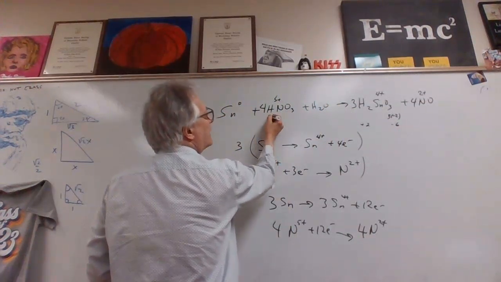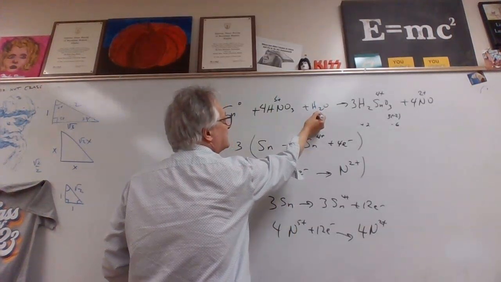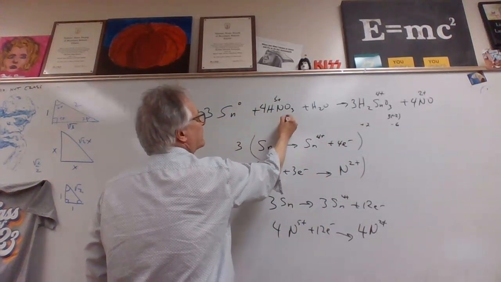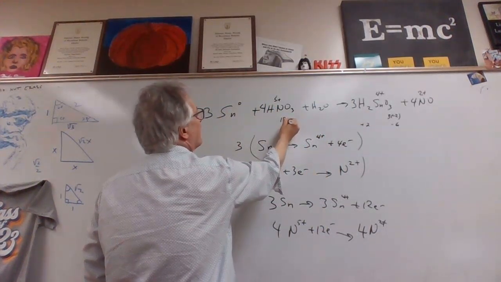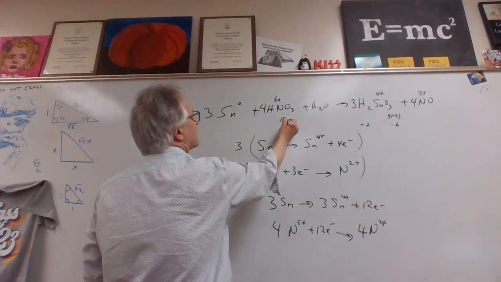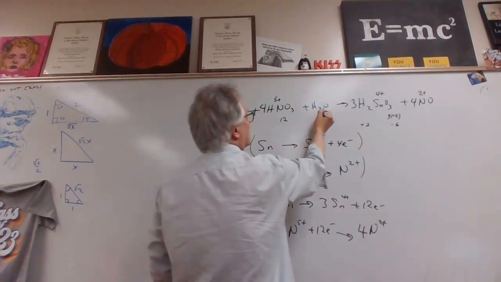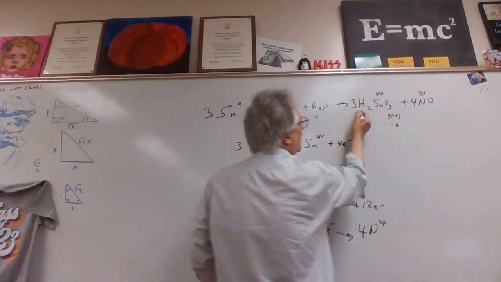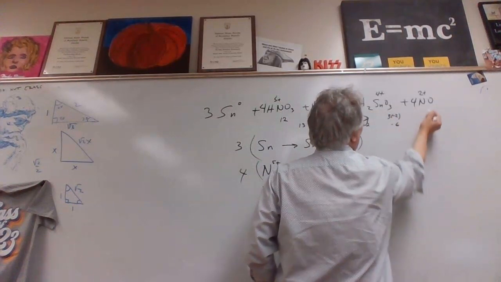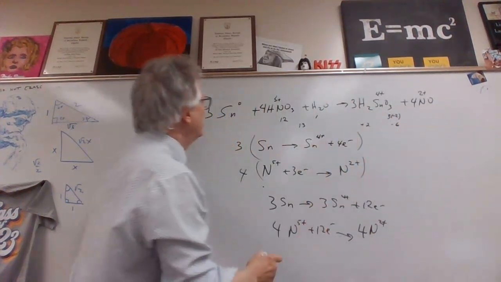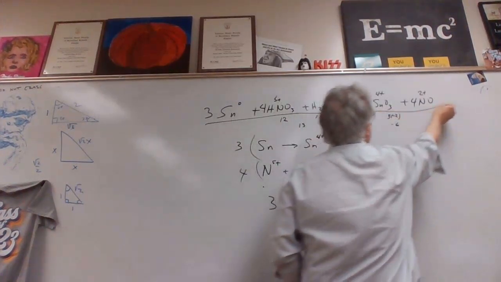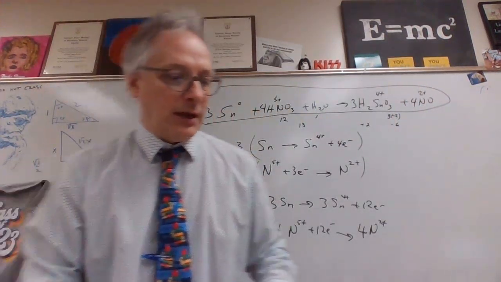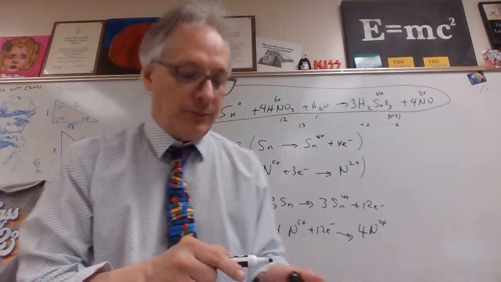We've got 4 hydrogens plus 2 hydrogens. That gives me 6. I've got 6 hydrogens, and I've got 4 times 3, I've got 12 oxygens. And I've got 1 oxygen here, so that's going to be 13 oxygens. On this side, I've got 9 plus 4, 13 oxygens. So this is your balanced redox equation. Okay, and these are the half reactions. I hope that helps. If you need any more help, you can just let me know.